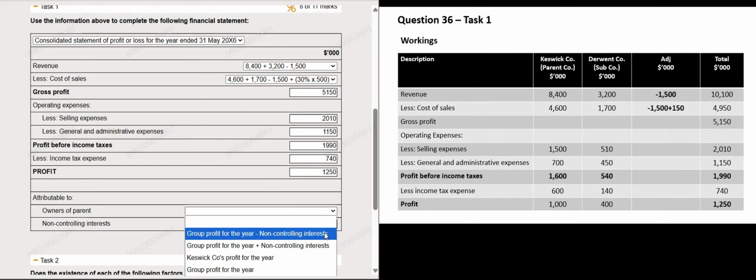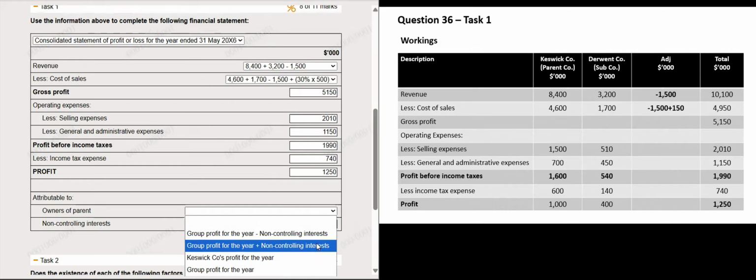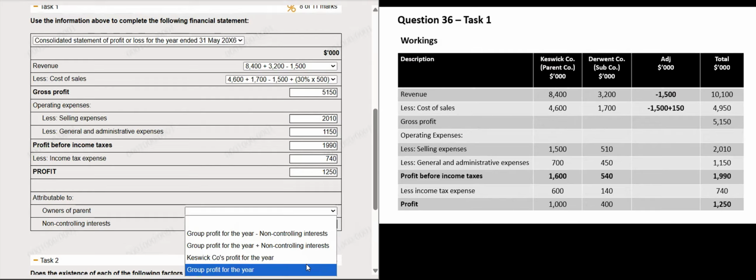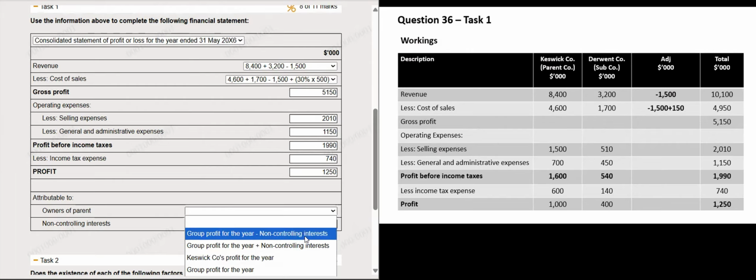But before moving forward, let's see why other options are incorrect. Second option is attributing to the group its own profit as well as that of NCI, which is incorrect. Third option talks about Caswick's own profit only, completely ignoring that question relates to attribution of group's profit share to parent, which must also include share of subsidiary profit. Fourth option is also incorrect as it is ignoring 20% of NCI share. So let's select option 1.